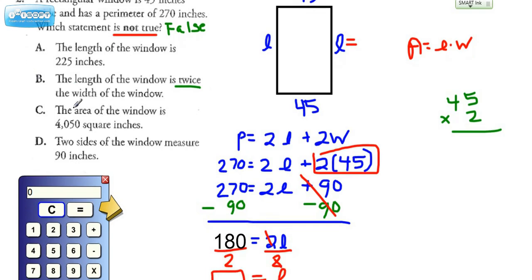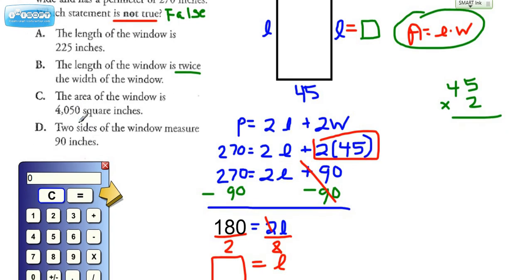Choice C, the area of the window is this. So multiply this number times this number, because remember area is length times width or base times height. And if you multiply those two numbers together, do you get this? Because if you do, then you would write true next to that. If you get some other number, then you're going to write false next to that.